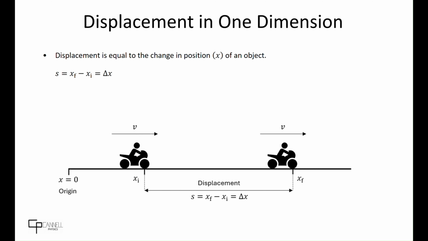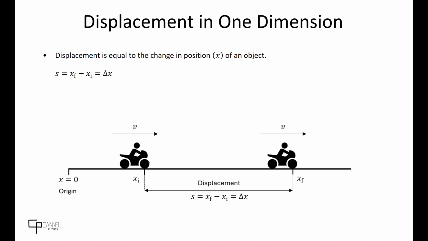And that's it. Let's learn more about displacement. Another way to define displacement is to say that it is equal to the change in position of an object, and we denote the position of an object with the lowercase letter x usually. Therefore, the displacement of an object s is equal to the final position x subscript f minus the initial position x subscript i. So therefore, we can also write it as delta x.